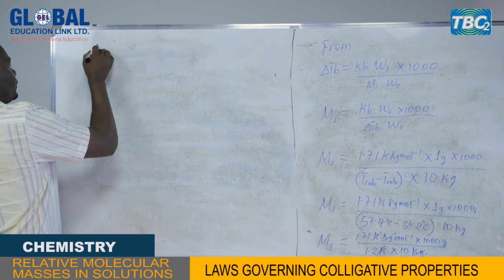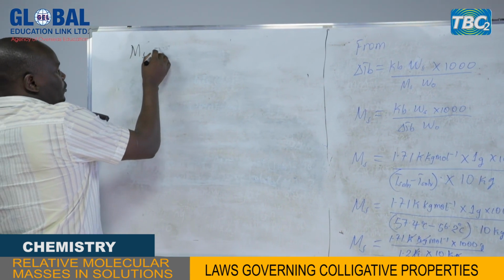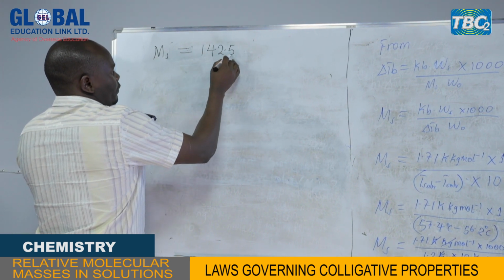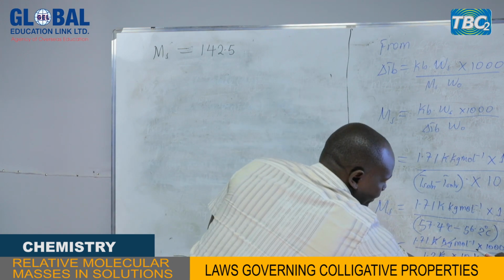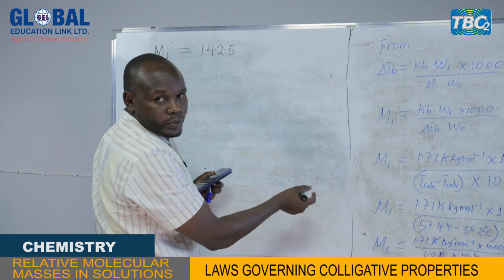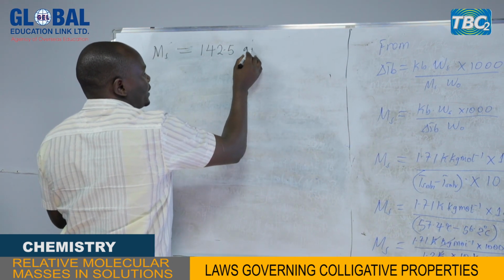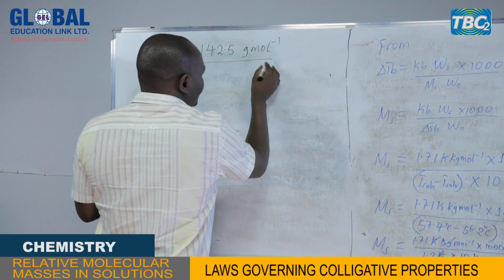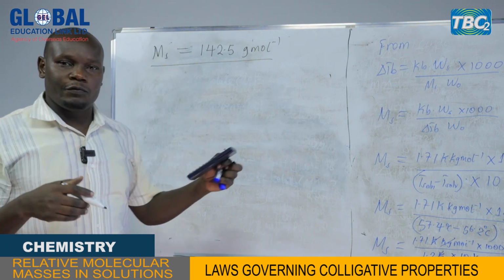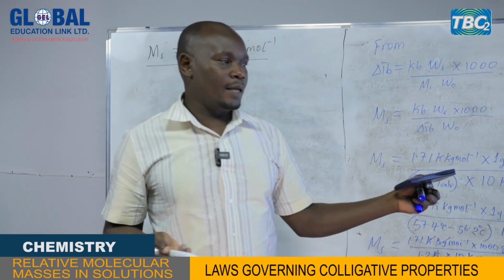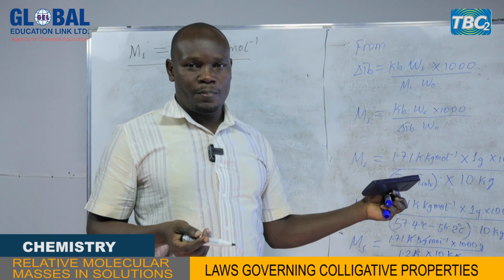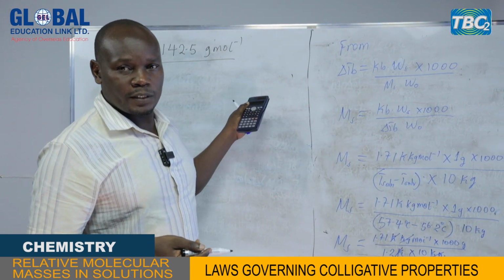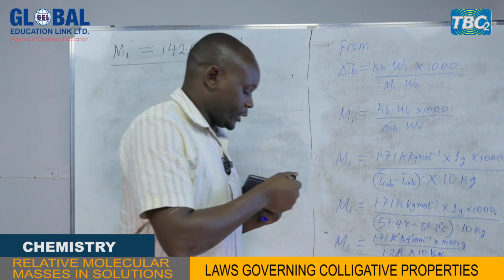Then the mass of the solute is 142.5. And the unit will be what? Gram per mole. So that will be the unit of our answer. Therefore, it will be gram per mole. So that is now the molar mass of our solute. So you have ended doing such kind of an example, which is concerned with boiling point elevation of the solution.